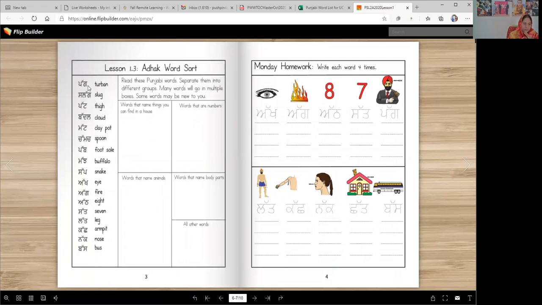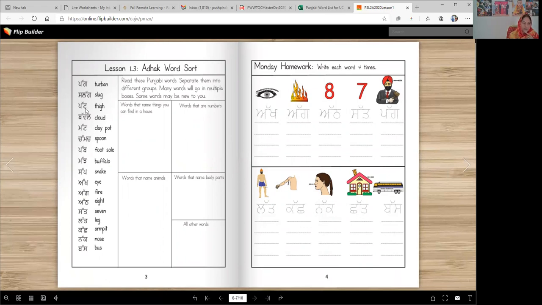Some words you probably already know, you have read already, and some may be new for us. Okay? Pug is turban. Slug, you know slugs, right? When it rains outside, you see so many of those crawly thingies. They're slugs, the snails, right? A slug is without the shell. When it has a shell on top, then we call it a snail.